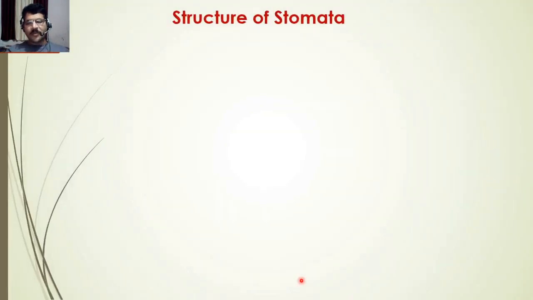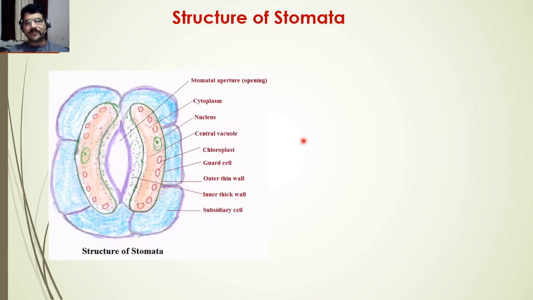Now as we know, stomata are actively involved in the process of transpiration, and the maximum amount of transpiration takes place through stomata. We should know what the structure of stomata is, how stomata are made. As we know, stomata are present on the epidermis of the plant. If we see the structure of a typical stomata, you can see all these parts.